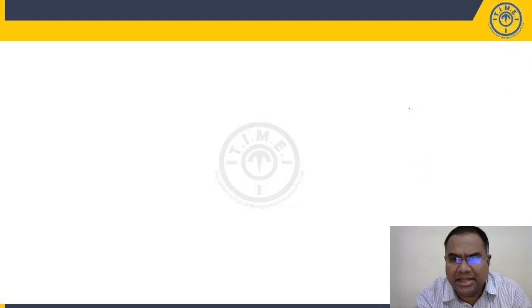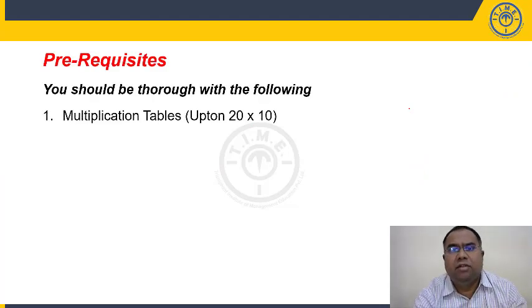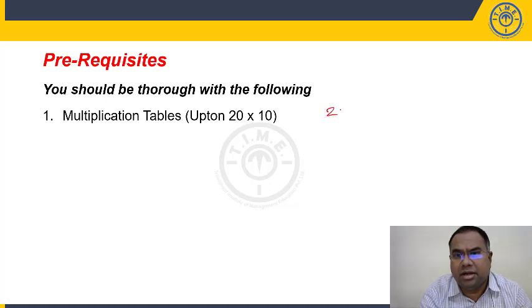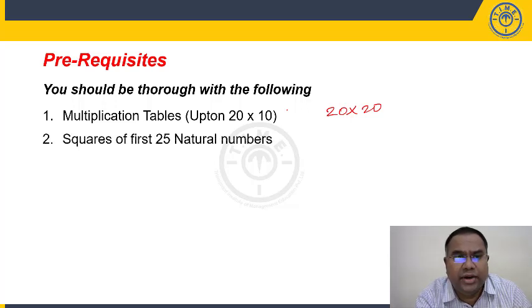Right students, having said this, let us look at the prerequisites. Multiplication tables, we always tell in all webinars, are desirable. If you ask me, sir, 20 into 20 is desirable. I have written up to 20 into 10, but if you say, sir, I can learn up to 20 into 20, there is nothing like that, it is very great, it is very good. So learn up to 20 into 20.